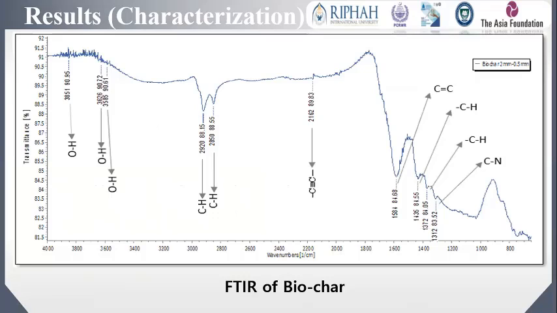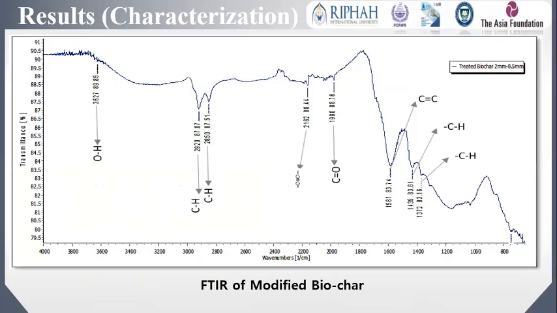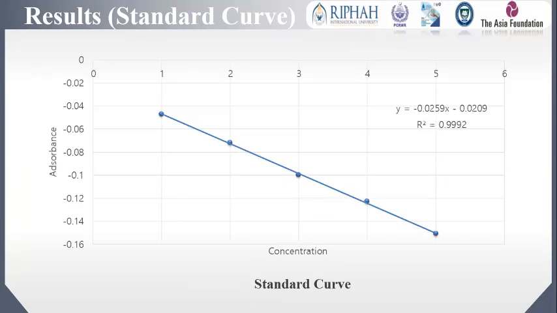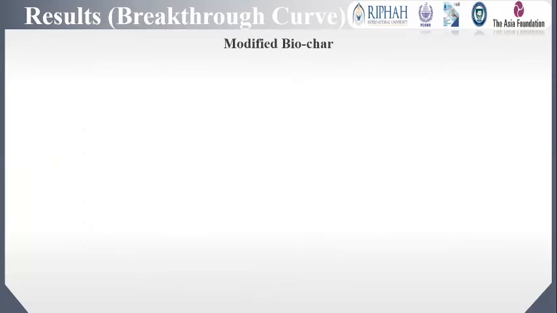In FTIR, you can see the OH groups, which are not favorable for the defluoridation technique, and after modification, OH groups are removed and converted into CH groups. CH groups are favorable for defluoridation. This is the calculation for the standard curve, where I developed a stock solution, working solution, and 5 different sample solutions by using the dilution equation C1V1 = C2V2. On the basis of my solutions, I have developed this standard curve. The remaining calculations I have done with reference to this standard curve, which has an R-squared of 0.999.